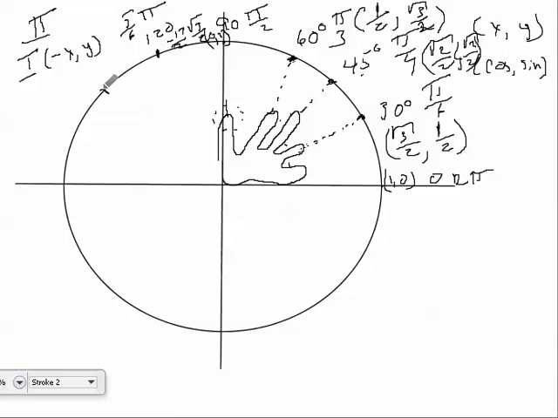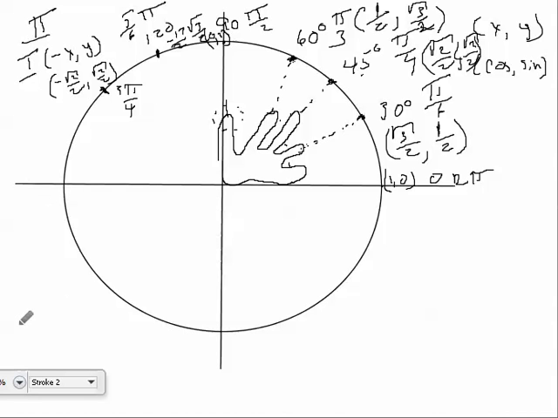At this point right here, at the 45 degree angle, it's negative square root of 2 over 2, square root of 2 over 2. What is the angle at this point? Well, it's going to be, let's see here. If this is pi over 4, pi over 2, this is 3 pi over 4. You see how I'm doing that?